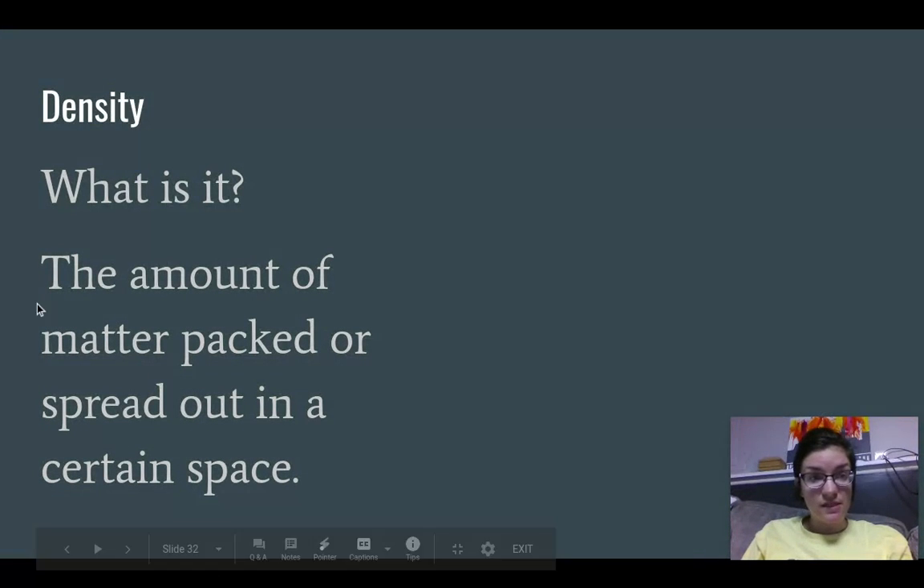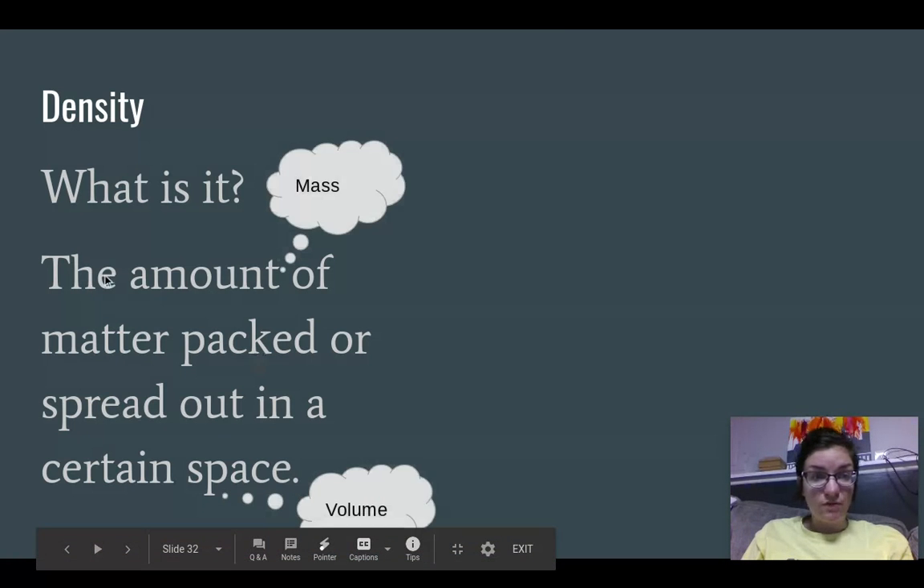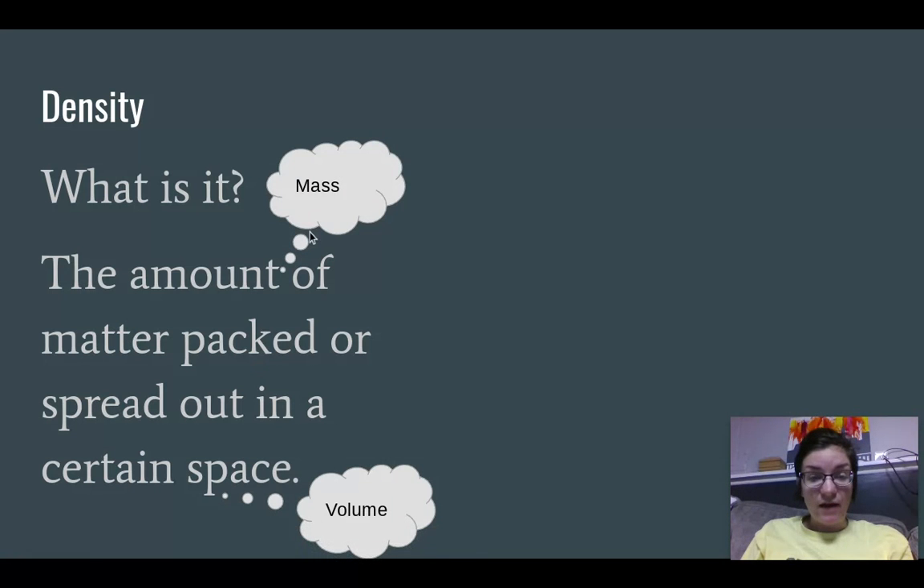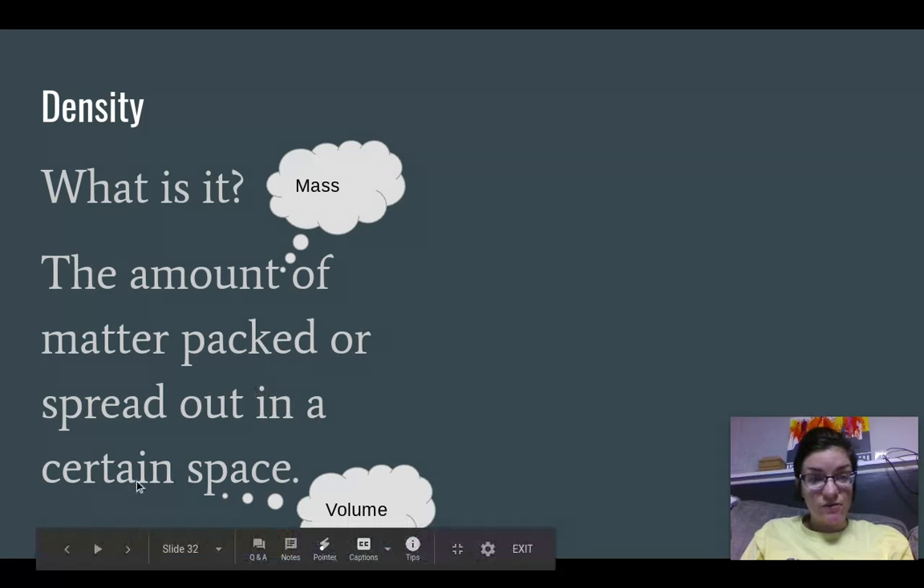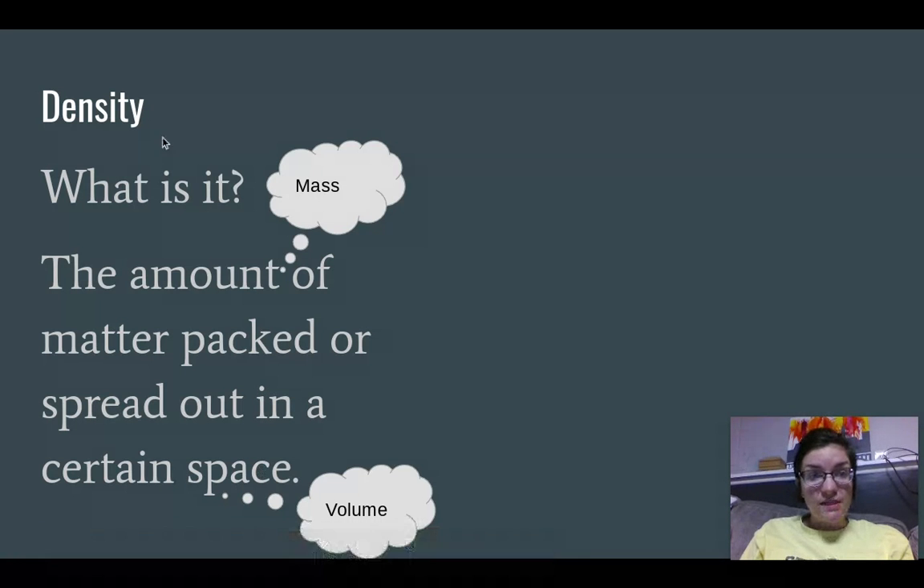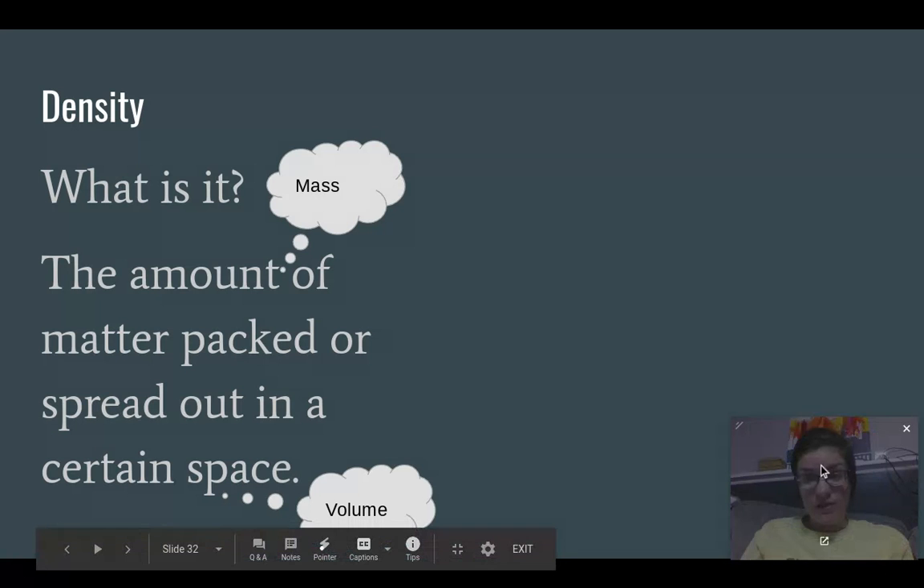So, density, what is it? It's the amount of matter packed or spread out in a certain space. What do we mean by amount of matter? When we're talking about like the atoms inside, that is considered the mass, all right? And how much of that stuff, those atoms, are packed or spread out into a certain space, that space we're talking about is volume. Okay, so when it comes to density, mass is involved and volume is involved.